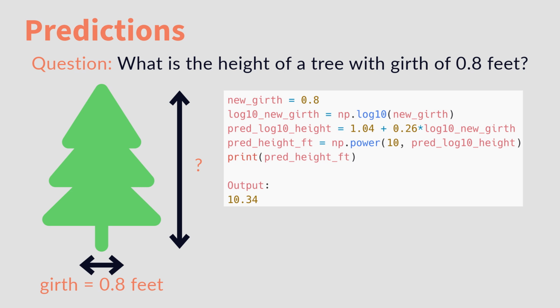Remember, we had log transformed both height and girth. So first, we need to log transform 0.8 using the log10 function from numpy. Then we will multiply its value with the slope of 0.26 and add the intercept of 1.04. Finally, we need to back transform by raising the value to the power of 10 by using the power function in numpy. The new predicted height is 10.34 feet.